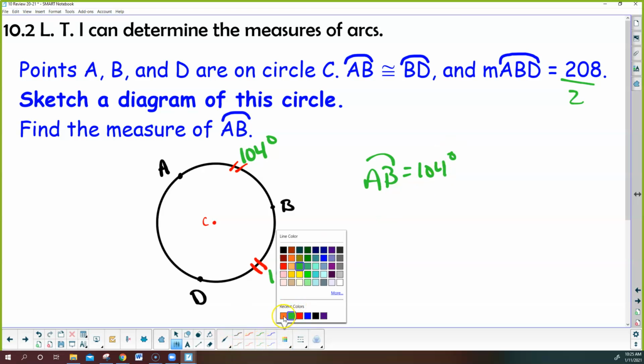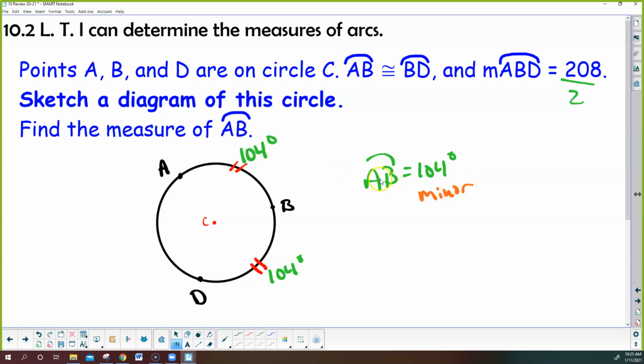So notice really quick, just a connection to vocabulary. 104 is less than 180 degrees. So notice how we write that. AB, there's only two letters with the arc. That's considered a minor arc. But look at the way we wrote this one. ABD, that's greater than 180. So vocabulary-wise, that would be considered a major arc. And a lot of times you can tell by the way they write it, using three pieces instead of two. All right, so there's your first example.